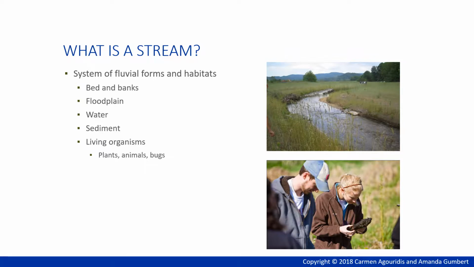These streams are called intermittent. For ephemeral streams, water only flows in response to rain or snowmelt. These streams lack a connection to the water table.